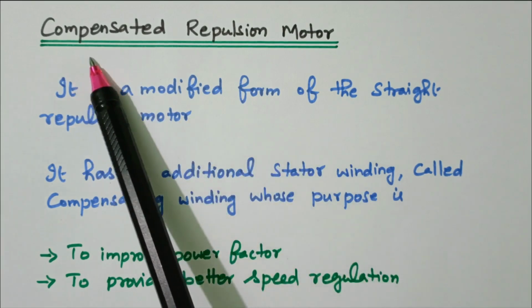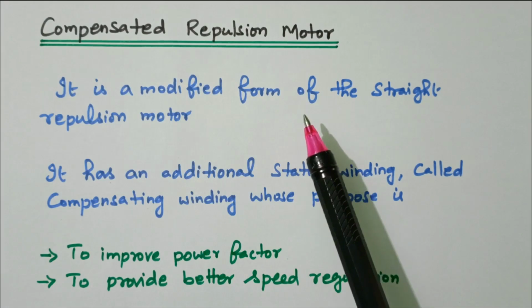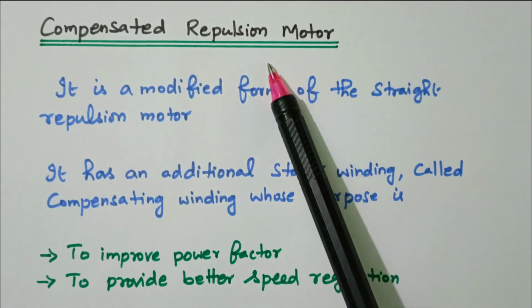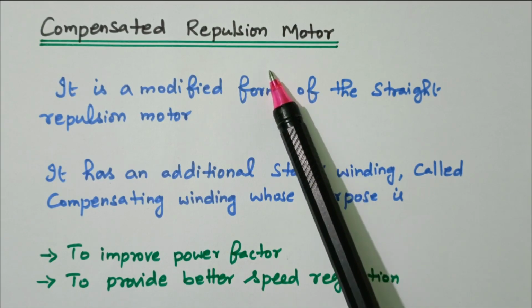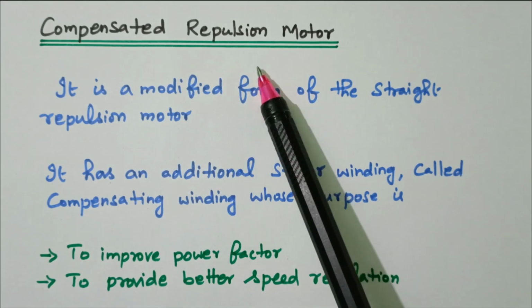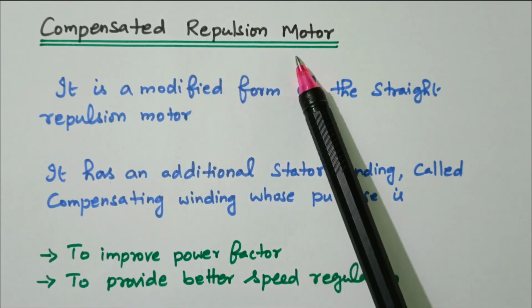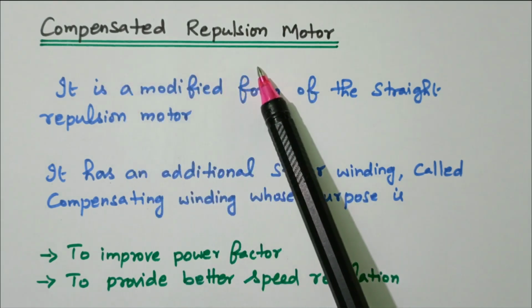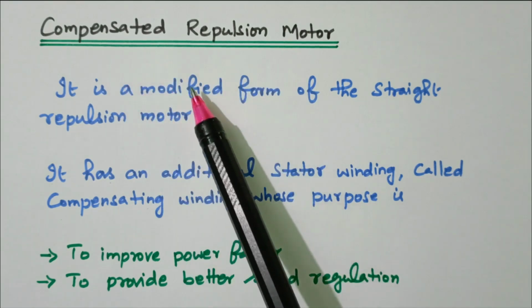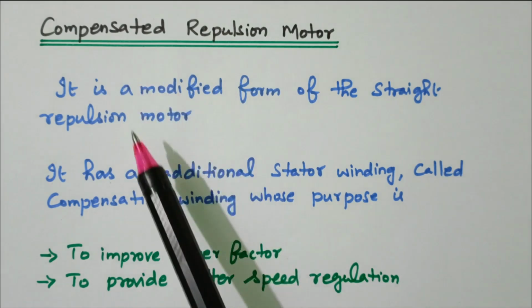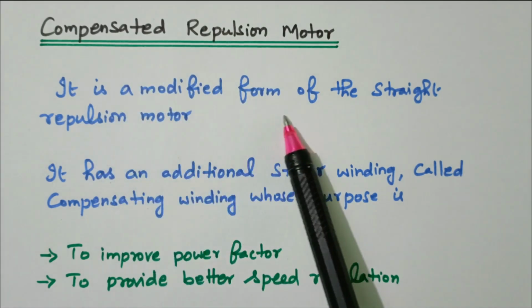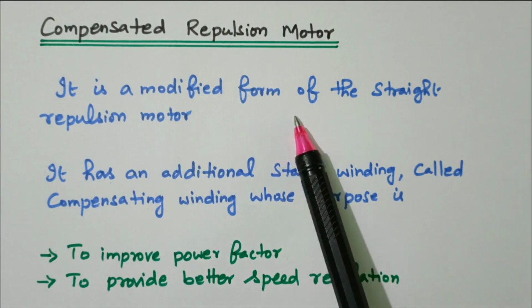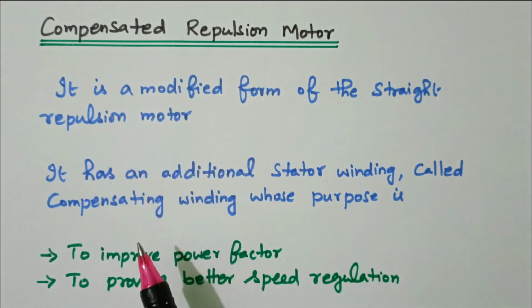Now we'll go to the topic, compensated repulsion motor. For the repulsion motor, a separate video is available, and the link is given in the description box. That video gives all the full details about the repulsion motor. This video covers the compensated repulsion motor. What is meant by compensated repulsion motor? Why are we going for compensation? What are the advantages? It is a modified form of the straight repulsion motor.